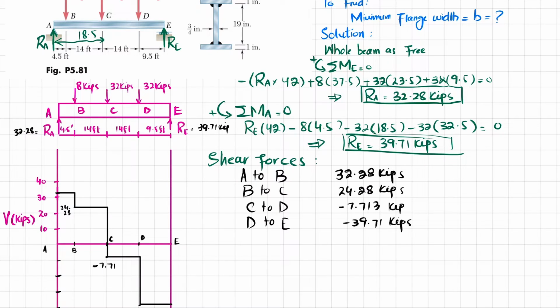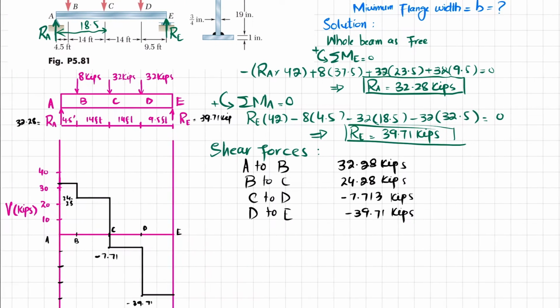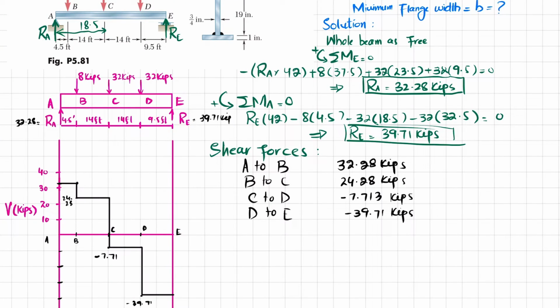Okay. I will also point out this load is 32.28 kips. At this point this load is 24.28. At this point this is again 24.28. At this point this is minus 7.71 kips, and this is 39.71 kips. So this is your shear force diagram.